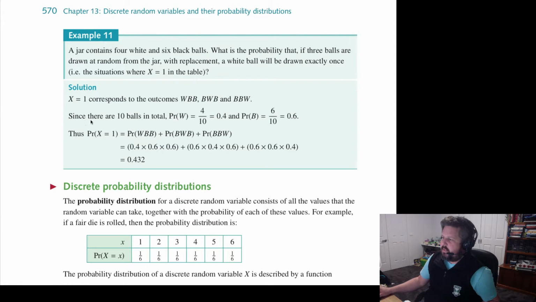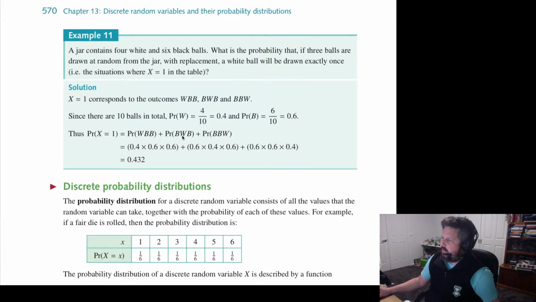It also goes on and says, since there are 10 balls in total, the probability of getting a white was 4 out of 10, because there were 10 obviously in total, so 0.4, and the probability of getting the black, there was 6 out of the 10 in total, so it's 0.6. So to actually go ahead and calculate the probability of x being equal to 1, so in this particular scenario with the discrete random variable, we calculate the probability of this here, white, black, black. So obviously we're multiplying these through. The white's 0.4 by 0.6 by 0.6.